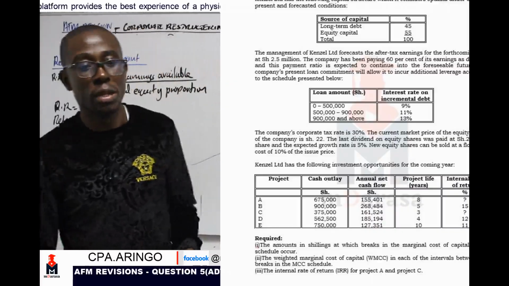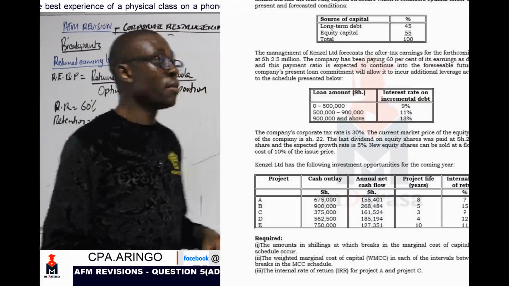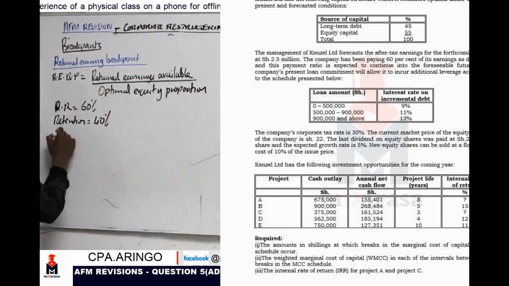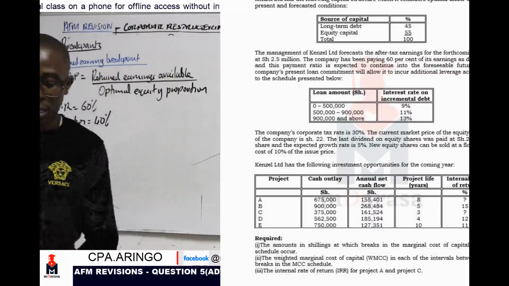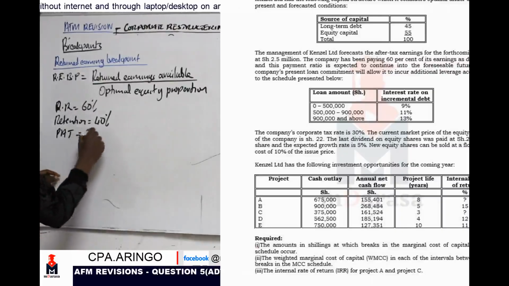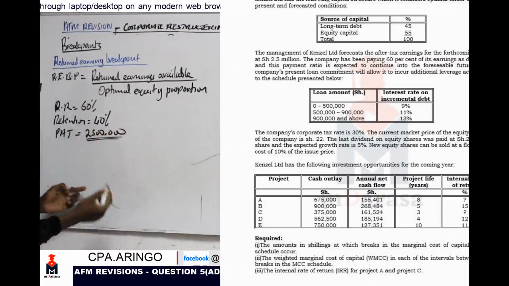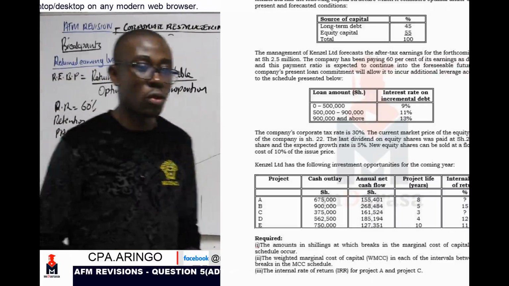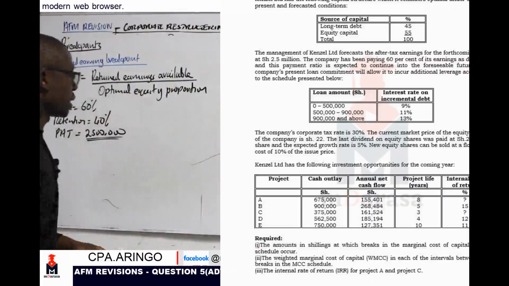That is to say, you are retaining 40%. And if I'm retaining 40%, and you're given profit after tax, which our good examiner has given us, how much is it? Look at that case, my good students: the after-tax earnings are 2.5 million. So, having this case, determining our retained earnings will be very easy.